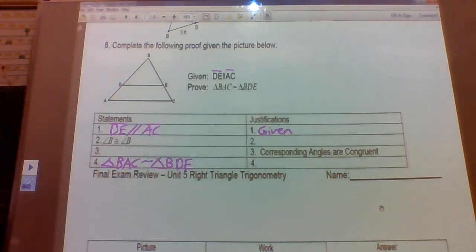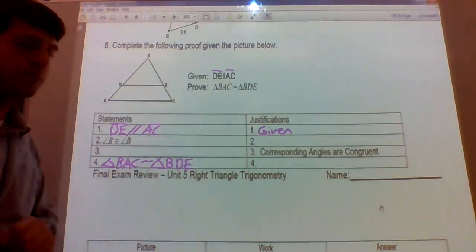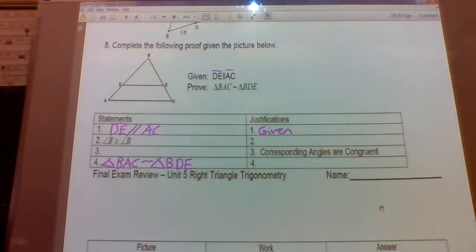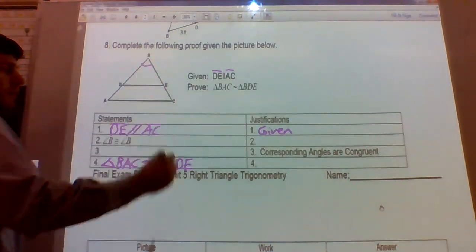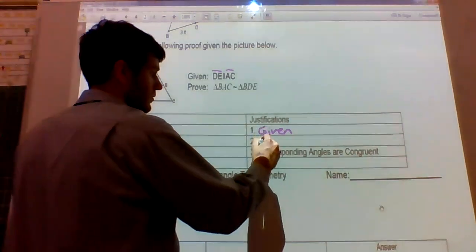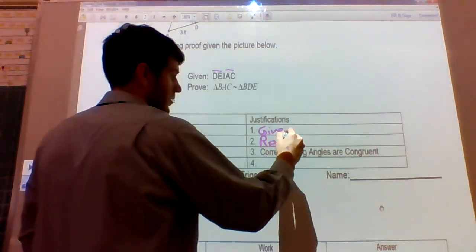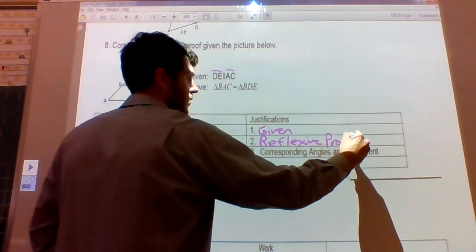So right there, if this is your final and there are 6 blanks, you should already be at a 3 out of 6 without even knowing how to do anything. Angle B is congruent to angle B. It's like looking in the mirror. When you look in the mirror, you see a reflection. That is the reflexive property.